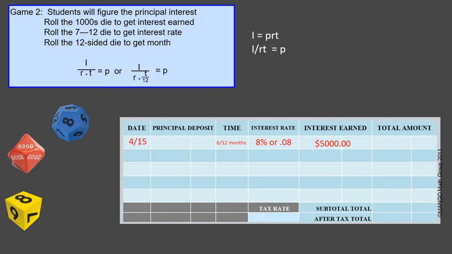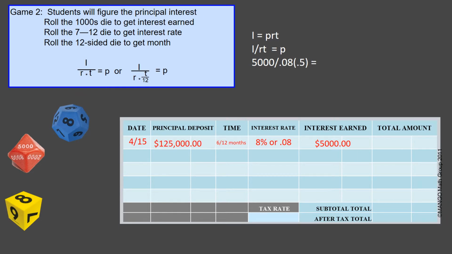So they're going to do the mathematics on it. It's a little bit different because we have different values here. So we have I equals PRT. In this case, we know the interest. We're trying to figure out the principal. So we're going to do I divided by R and T, because the R and the T are on the other side. We have to divide each side by that amount. So we're going to take I divided by RT equals P.